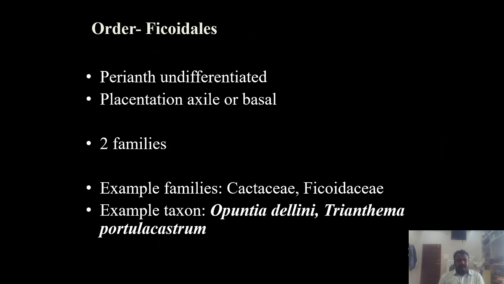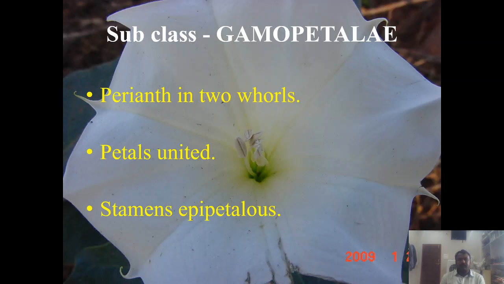Under Ficoidales, perianth undifferentiated. There are no petals and no sepals. It looks like one whorl. In some of the families, it is single whorled. Placentation is axile or basal placentation. 2 families were identified. One is Cactaceae and then another one is Ficoidaceae. Opuntia dillenii, Trianthema portulacastrum are the best examples. You can see this is Mollugo pentaphylla and then Trianthema portulacastrum. With this, subclass Polypetalae is over.